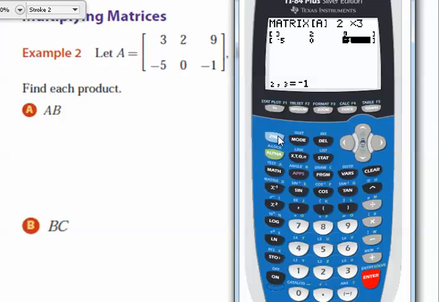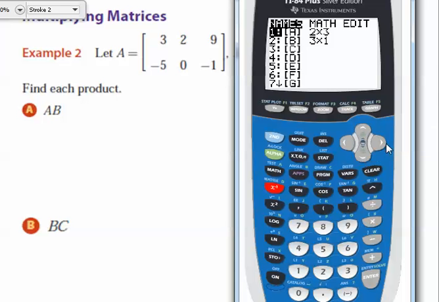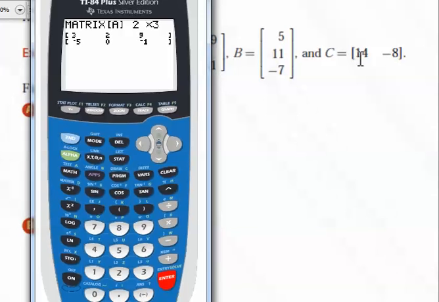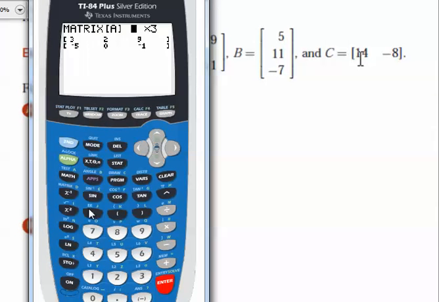Done. Second quit. Second matrix. I'm going to go over to edit, and my B matrix here is a 3 by 1, and my numbers are 5, 11, and -7.